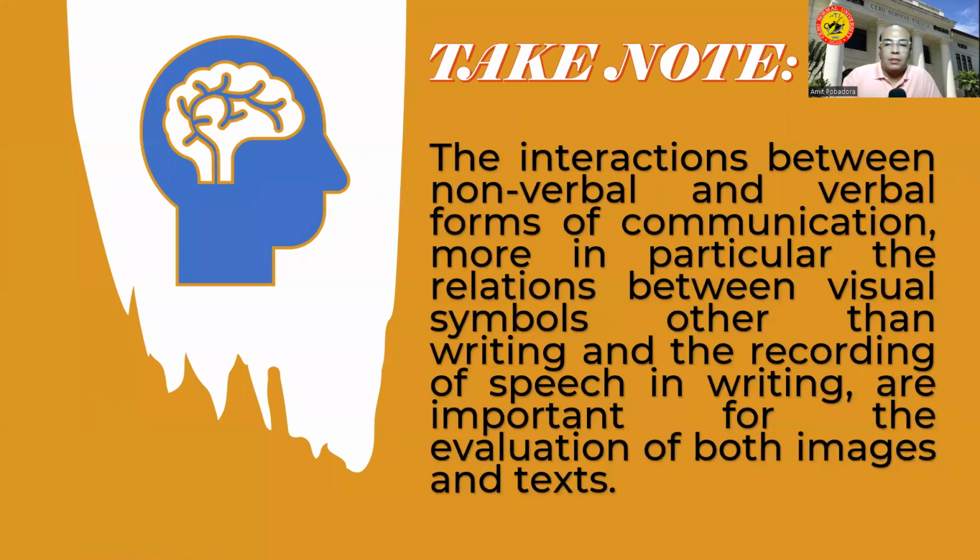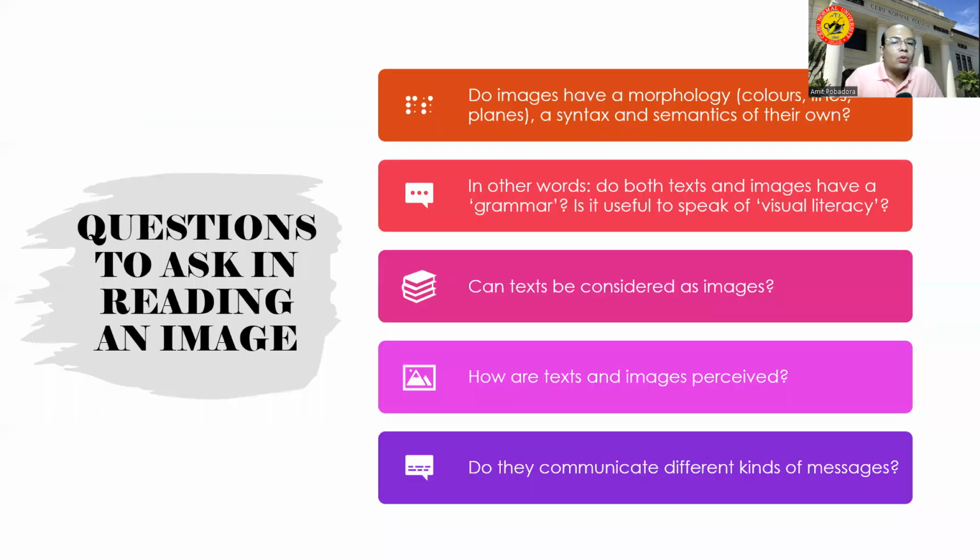I would like you to remember this. The interactions between nonverbal and verbal forms of communication, more particularly, the relations between visual symbols and writing and the recording of speech, are important for the evaluation of both texts and images. Highlight interactions between nonverbal and verbal forms of communication, meaning the way we make our sign languages, the way we use pictures, the way we use things, and the way we also use our words. In a mixture of these two, this is a good avenue, a good source to evaluate messages. And I hope that's also clear to all of you.